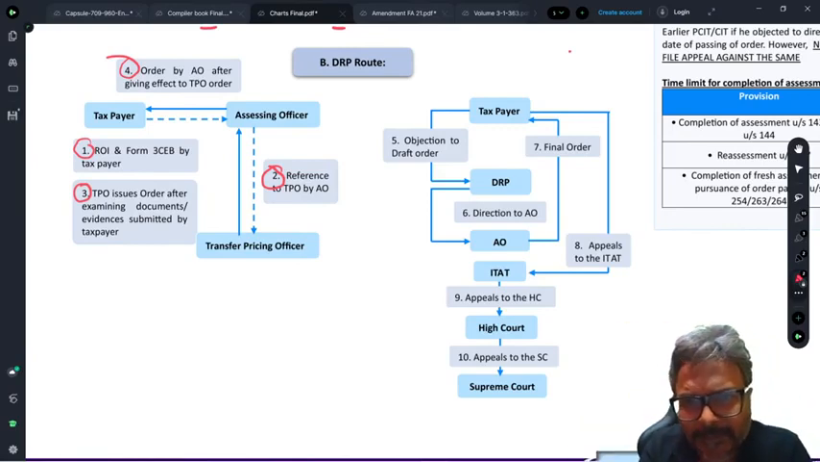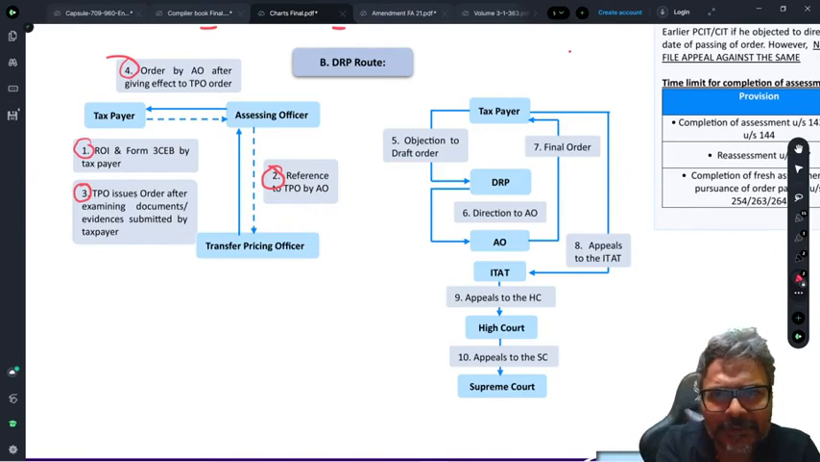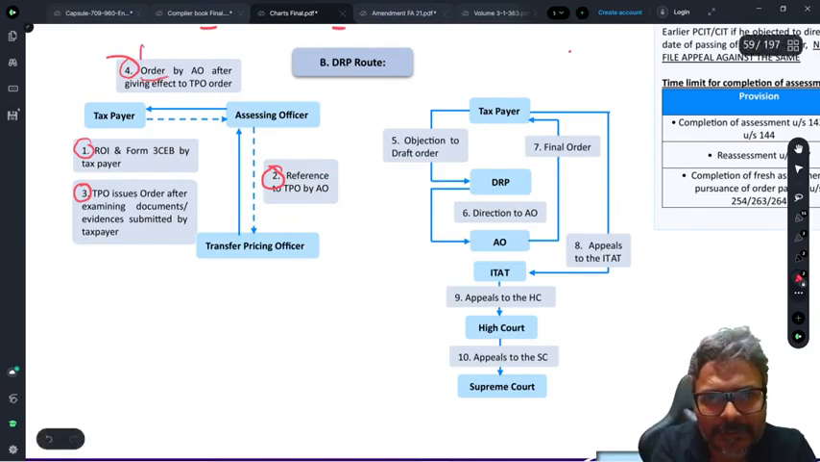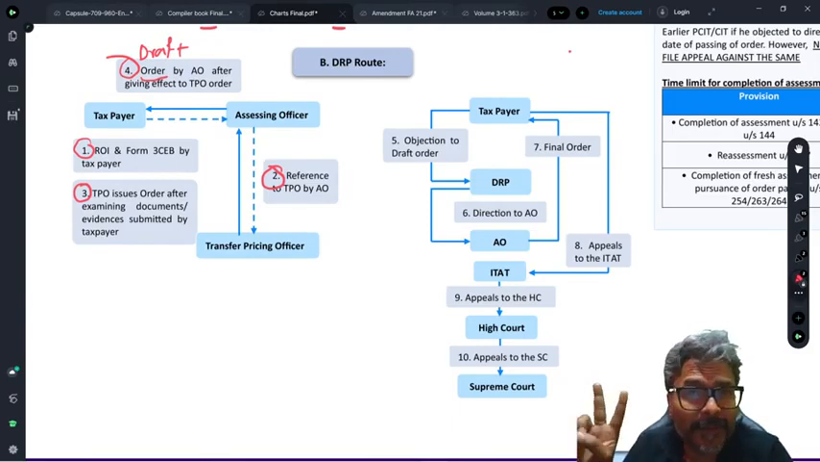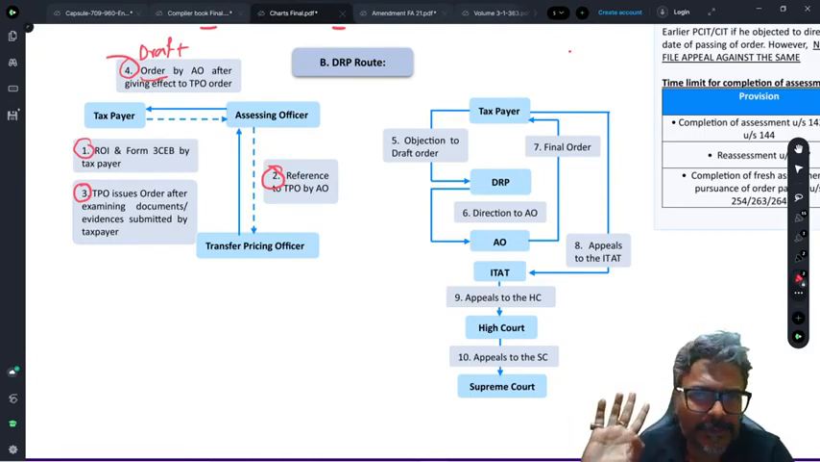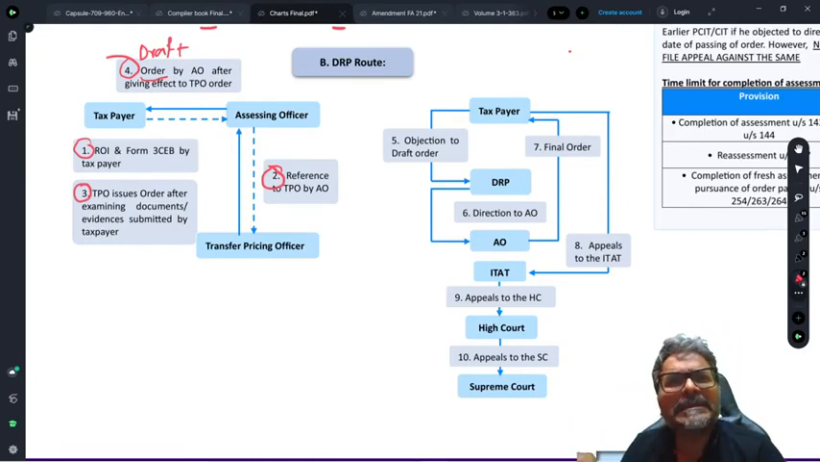Now, see what happens here. This order, students, is known as a draft order. You can write here, this is a draft order, not the final order. This order that will be passed by the AO to the taxpayer is a draft order. Be very careful about it. Now, on this draft order, the assessee has two options. This is the question that was being targeted. One, he can place the objection on this draft order within 30 days before the DRP.